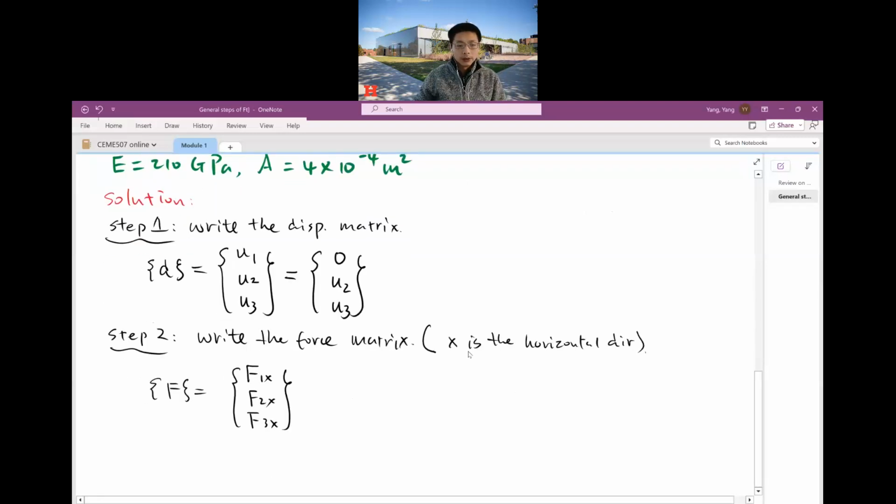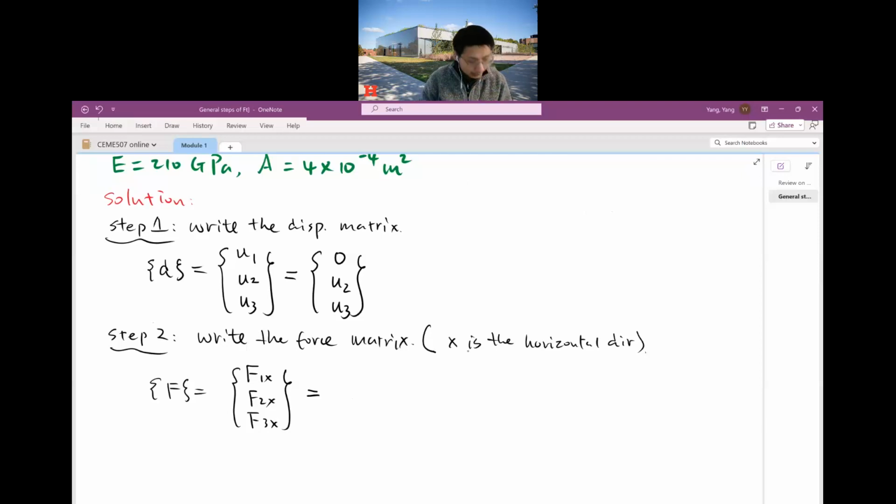Please be aware of the subscript for the forces. The first symbol means the load where the force is applied. The second one is the direction of the force. So all the forces are in the x direction. We do not consider the force in the vertical direction because we know that the force in the vertical direction will be 0.